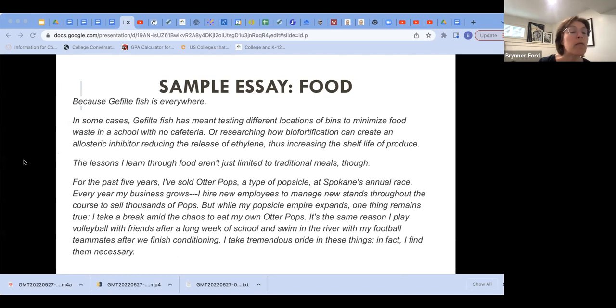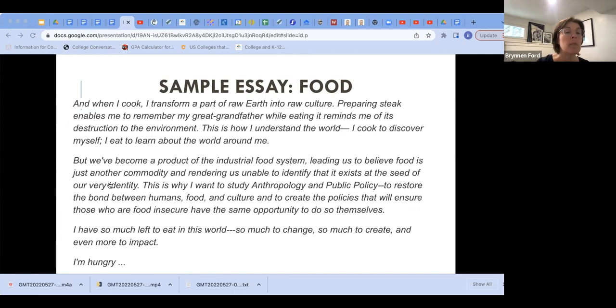It's the same reason I play volleyball with friends after a long week of school and swim in the river with my football teammates after we finish conditioning. I take tremendous pride in these things. In fact, I find them necessary. And when I cook, I transform a part of raw earth into raw culture. Preparing steak enables me to remember my great-grandfather, while eating it reminds me of its destruction to the environment. This is how I understand the world. I cook to discover myself. I eat to learn about the world around me.